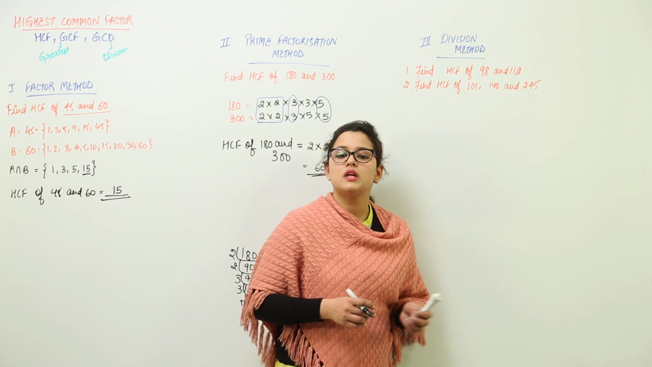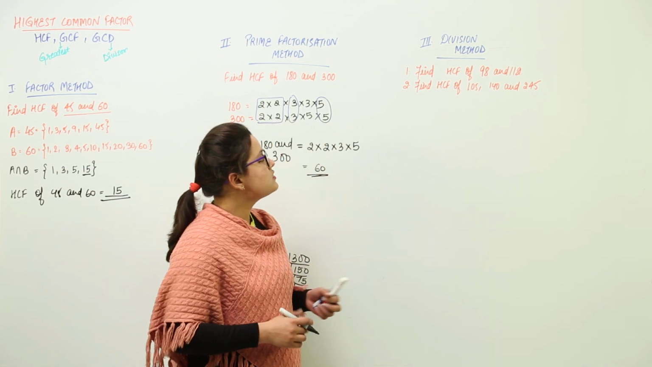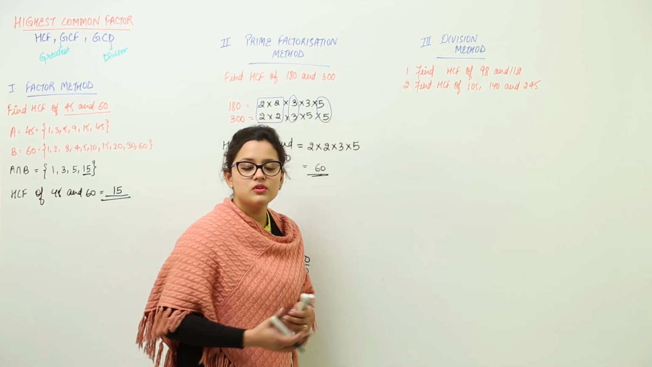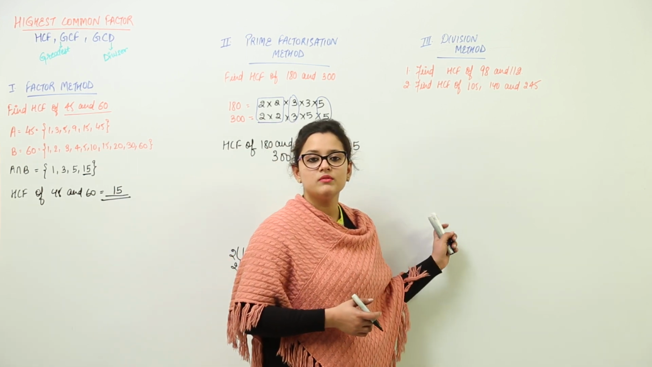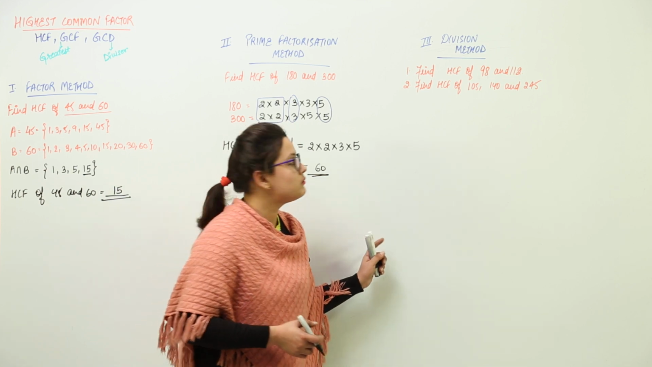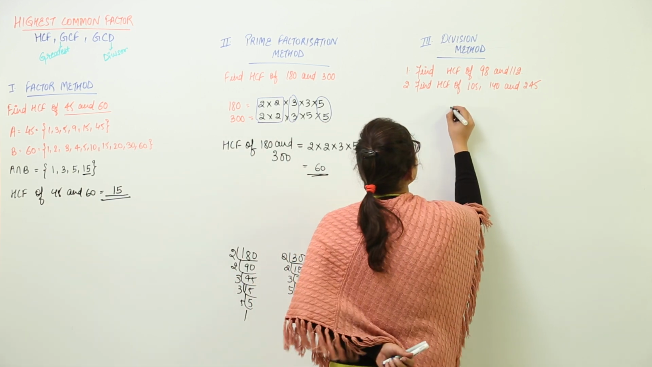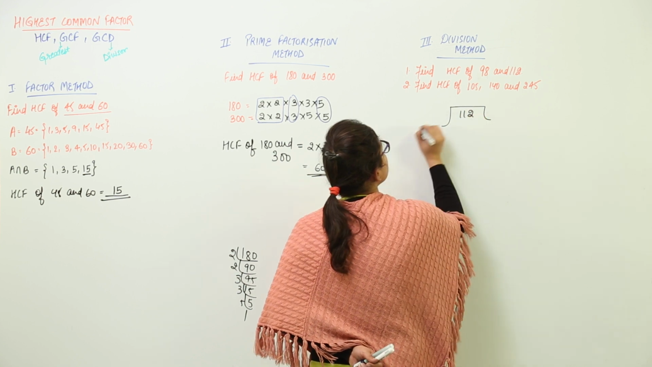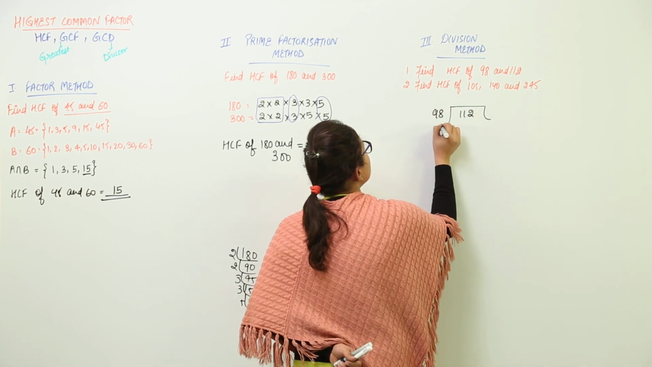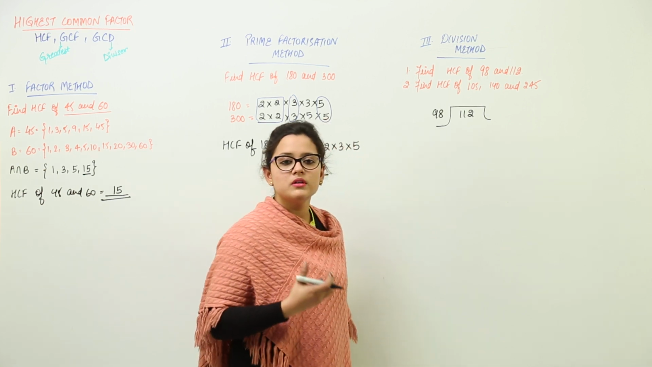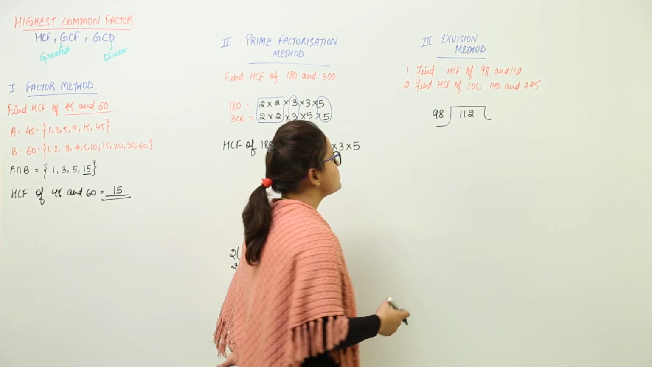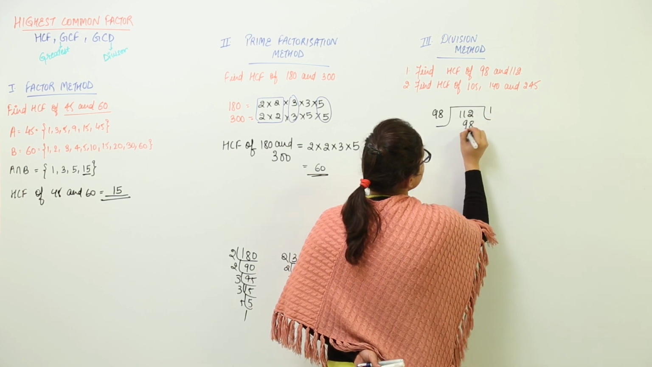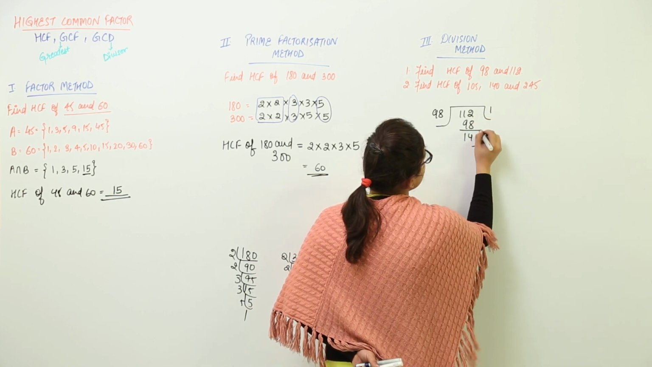Now moving on to the last method, that is the division method. Here we are going to do the basic division that we were doing, but here we will be dealing with the divisor mainly. Why so? You will come to know. Let us do the first question, where we have to find the HCF of 98 and 112. So I have taken the bigger number inside and the lower number outside as the divisor. Now 98, 1 times is 98. We get 14 as the remainder.